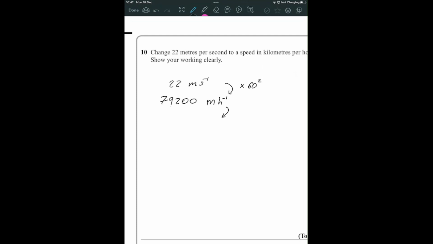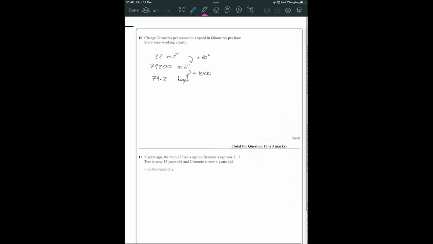Well, then let's turn into kilometers per hour now. There are 1,000 meters in a kilometer. Kilometers are quite big, so we expect a much smaller answer. So division is the sensible choice, and therefore 79.2.